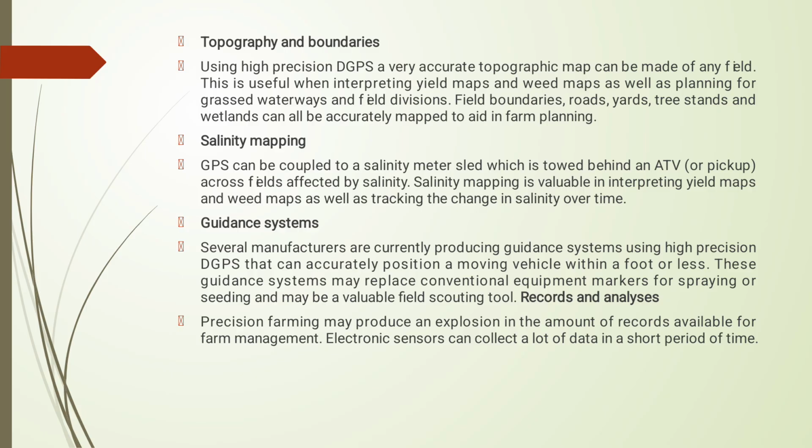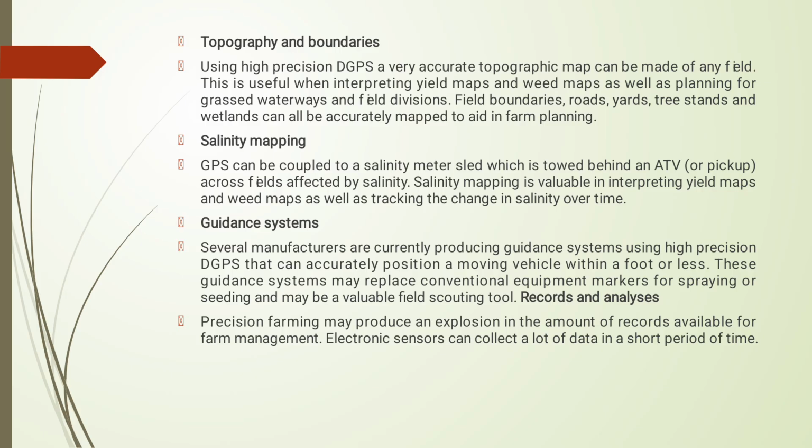Next, topography and boundaries. Using high precision DGPS, a very accurate topography map can be made of any field. This is used when interpreting yield maps and weed maps, as well as planning for grassed waterways and field division. Field boundaries, roads, yards, tree stands, and wetlands can also be accurately mapped to aid in farm planning.